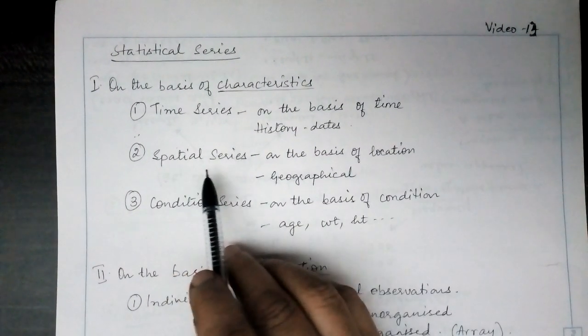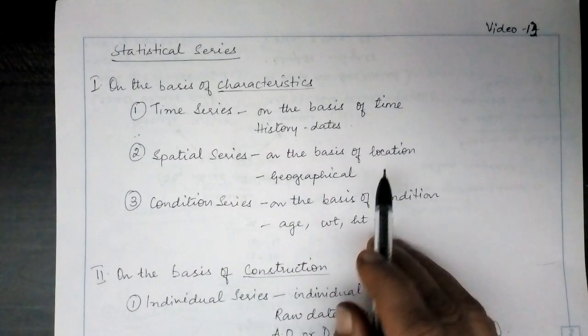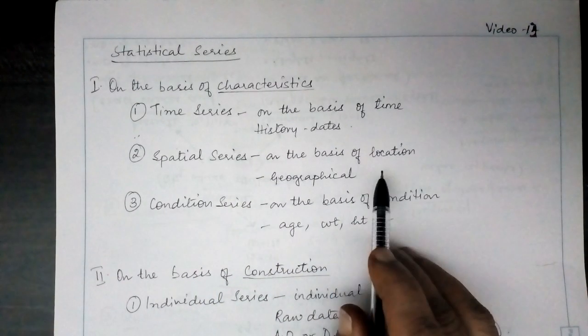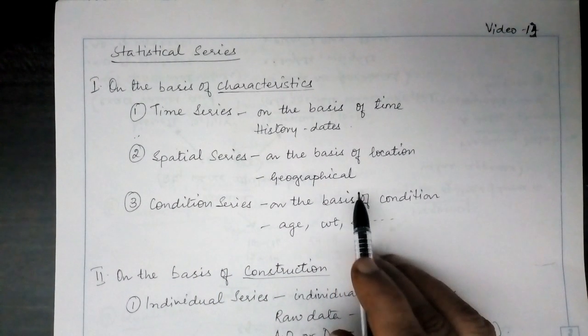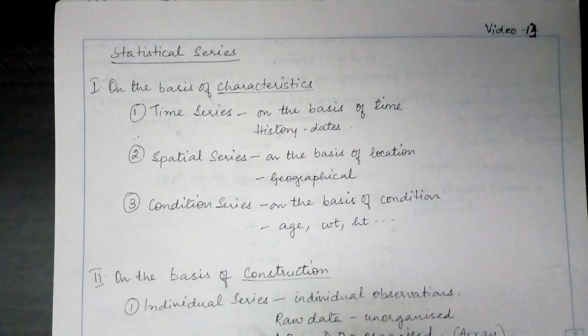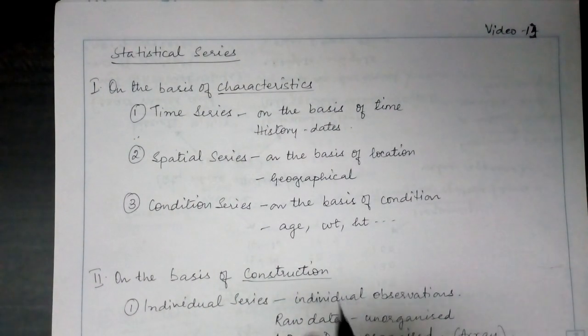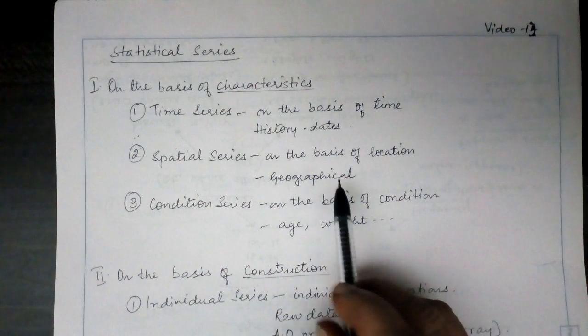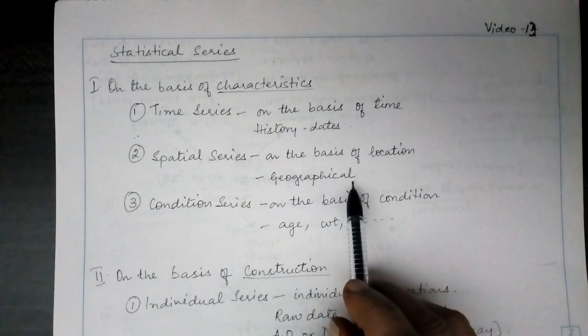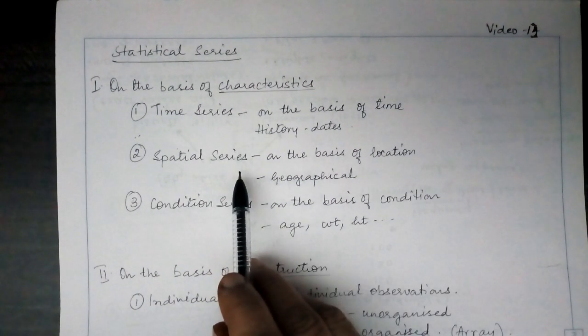Then the next one is spatial series on the basis of location. Location meaning the geographical location, like Asia or America or Europe and others. So they are all dependent on the geographical location. So that is called the spatial series.